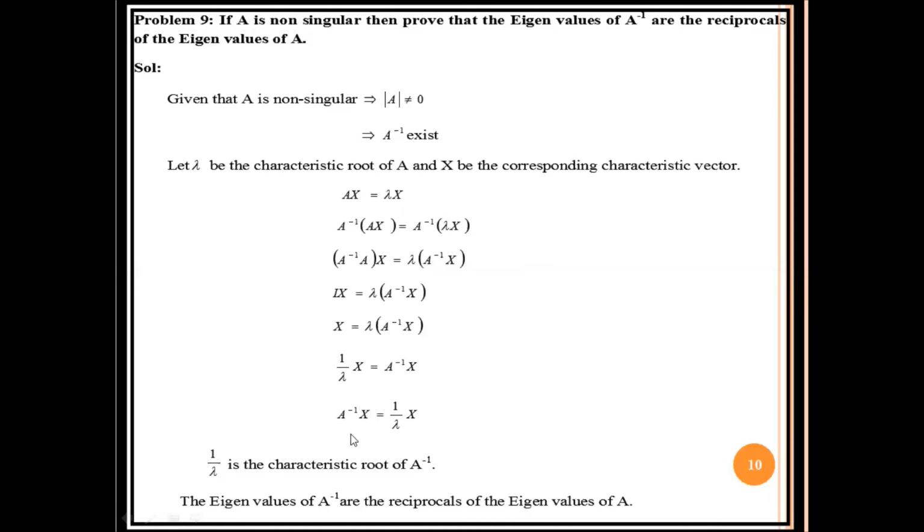What is the meaning of this? This is in the form of Ax is equal to lambda x, where lambda is a characteristic root of A. In the same way, A inverse x is equal to 1 by lambda into x, so 1 by lambda is a characteristic root of A inverse. Hence, the eigenvalues of A inverse are the reciprocals of the eigenvalues of A.